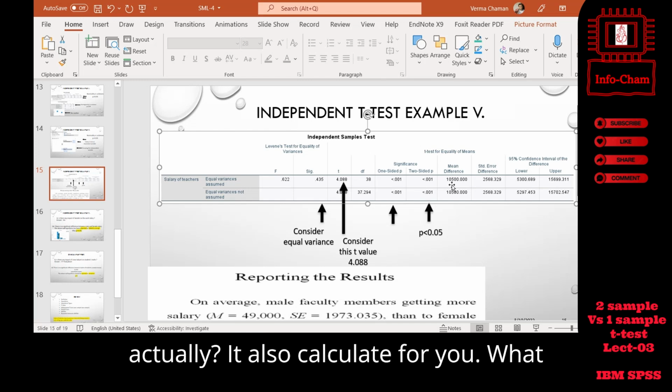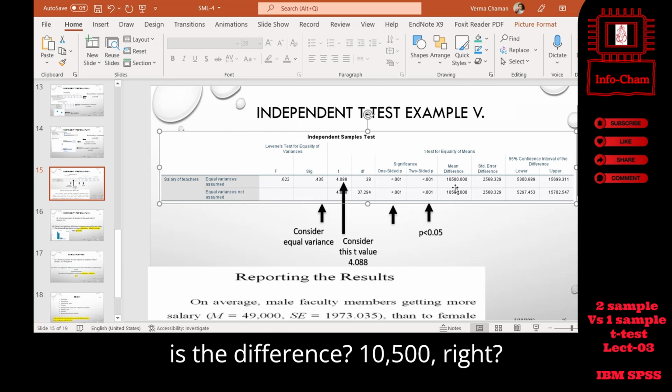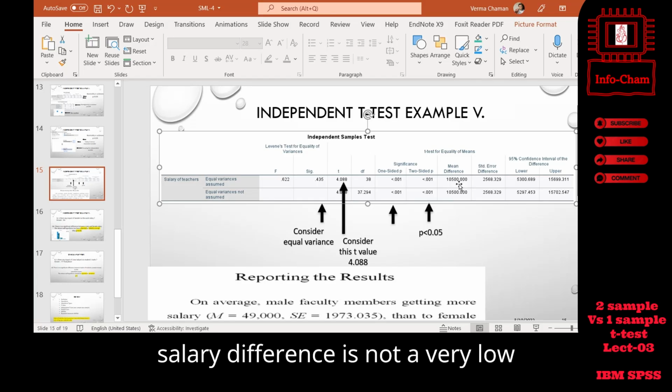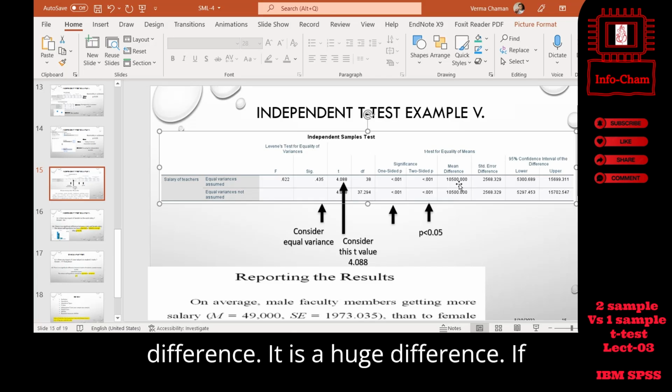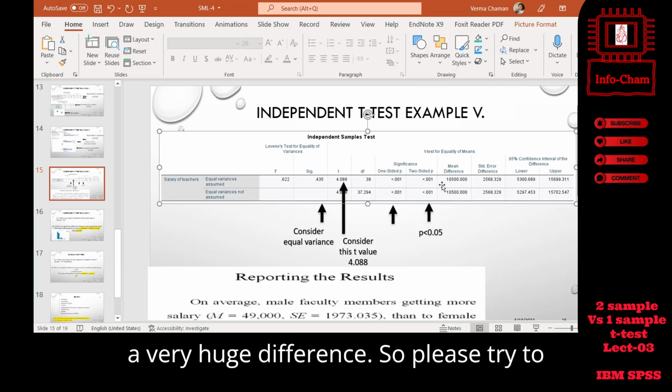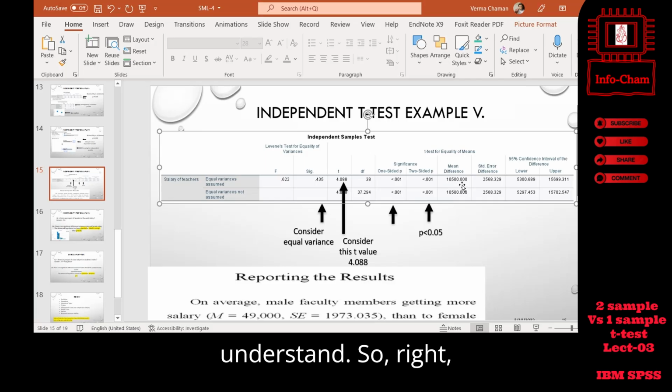So what is that difference actually? It also calculates it for you. What is the difference? 10,500, right? That is a big difference. A 10,500 salary difference is not a very low difference. It is a huge difference. If it is in euros or dollars, it is a very huge difference. So please try to understand.